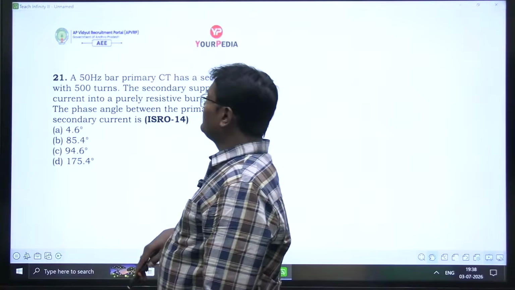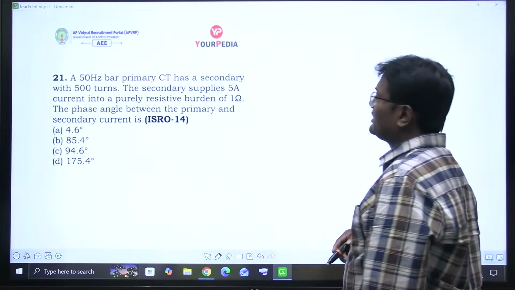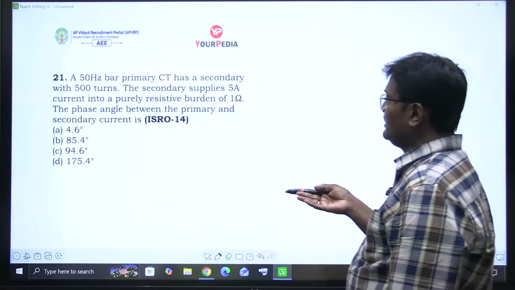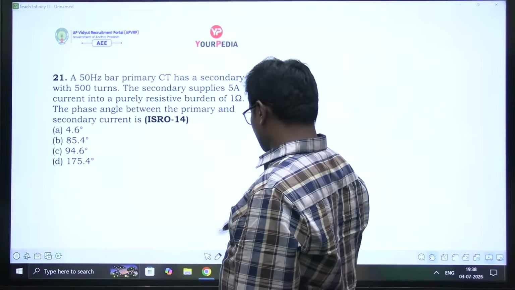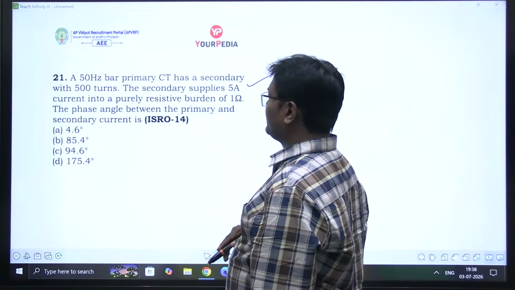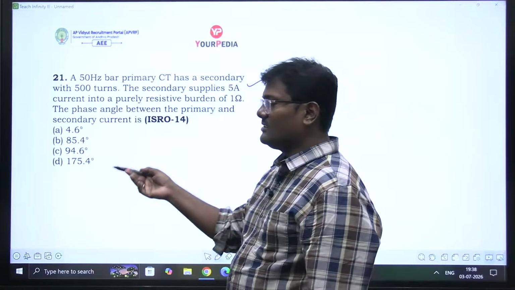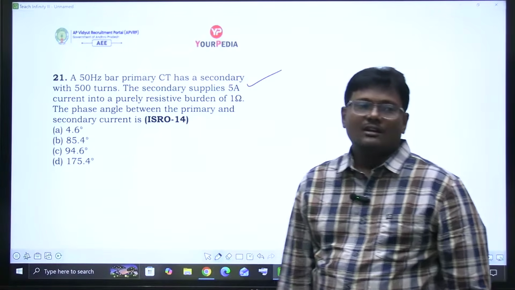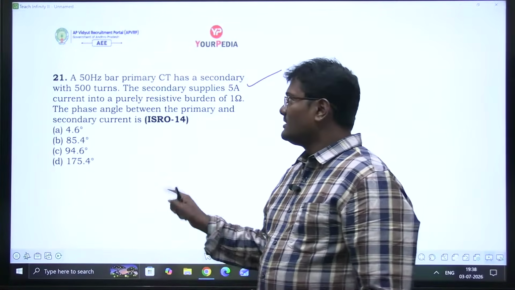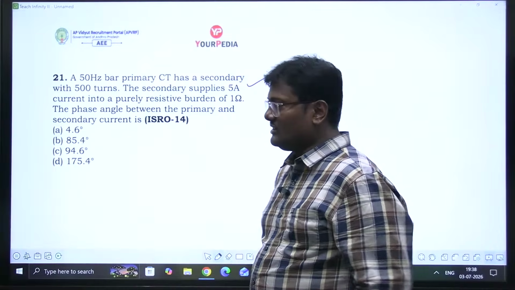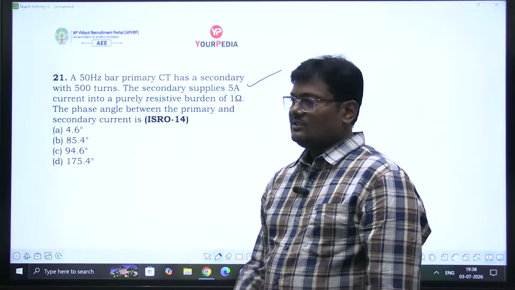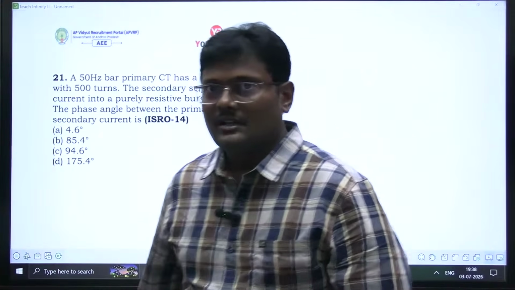A 50 Hz CT has a secondary with 500 turns. The secondary supplies 5 amperes to a purely resistive burden of 1 ohm. The phase angle between the primary and secondary is asked. It is related to CT question, so try to solve it.